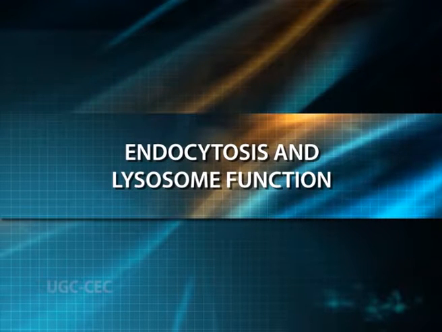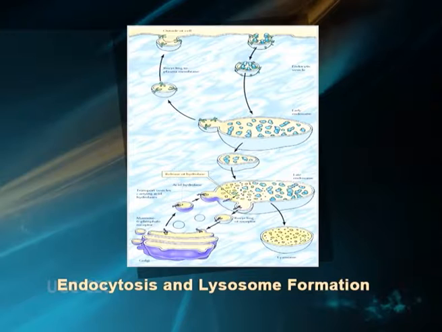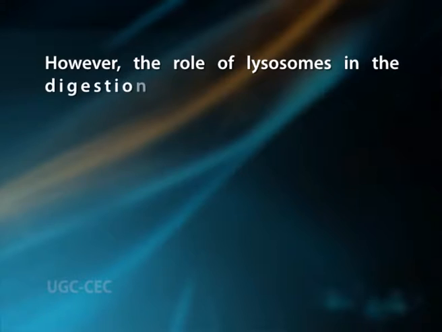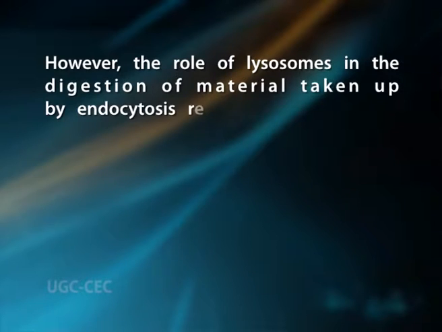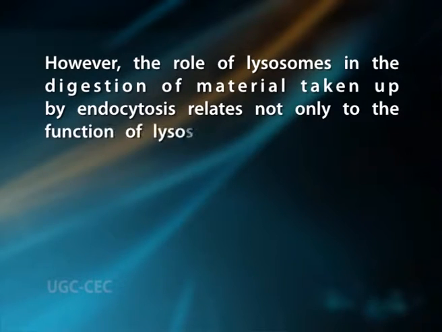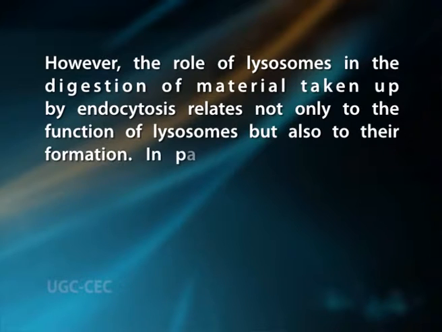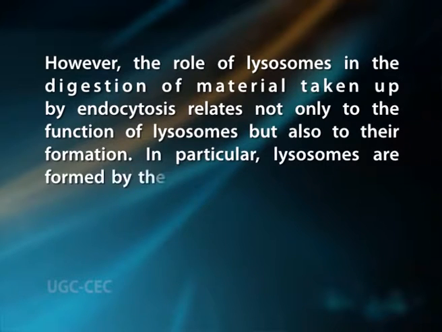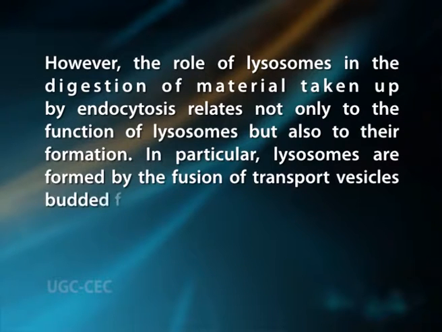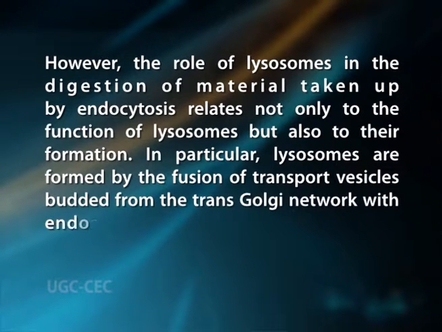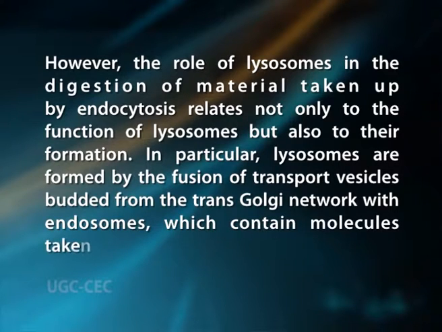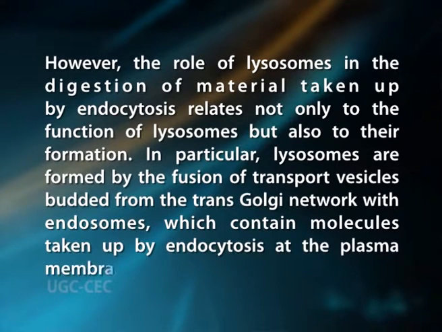Endocytosis and lysosome function. One of the major functions of lysosomes is the digestion of material taken up from outside the cell by endocytosis. However, the role of lysosomes in the digestion of material taken up by endocytosis relates not only to the function of lysosomes, but also to their formation. In particular, lysosomes are formed by the fusion of transport vesicles budded from the trans-Golgi network with endosomes, which contain molecules taken up by endocytosis at the plasma membrane.